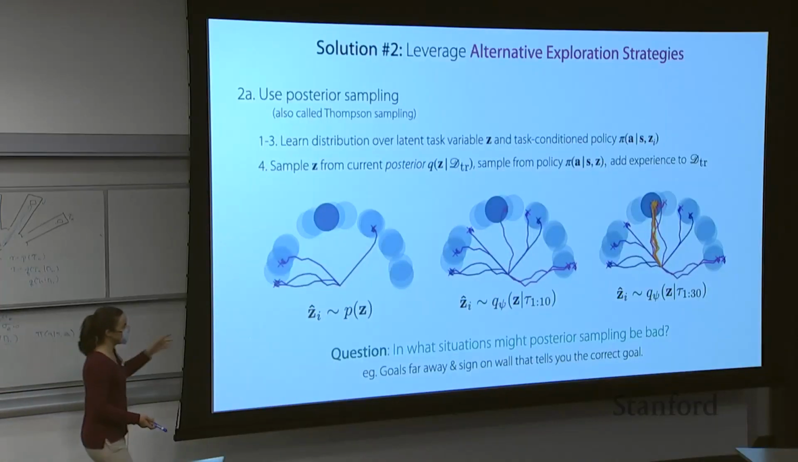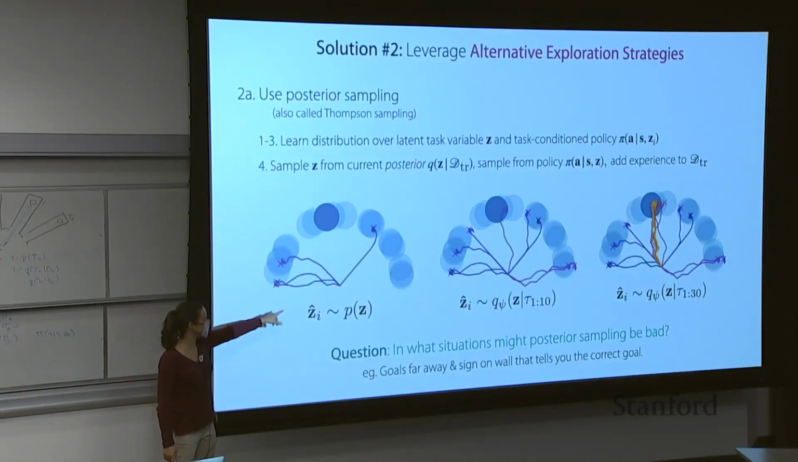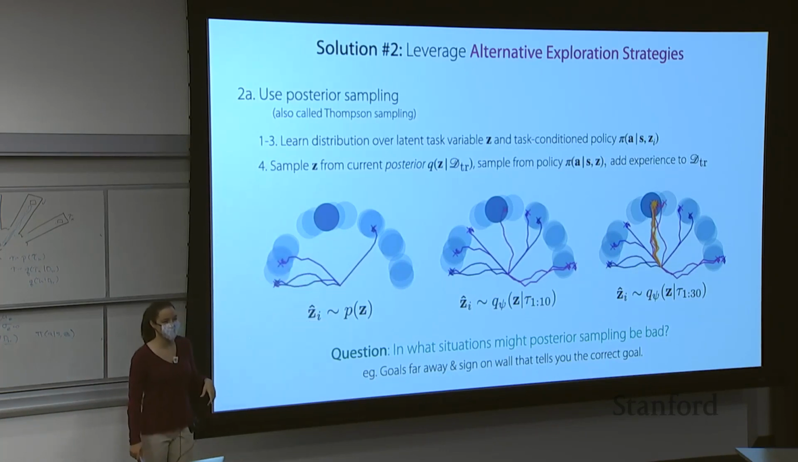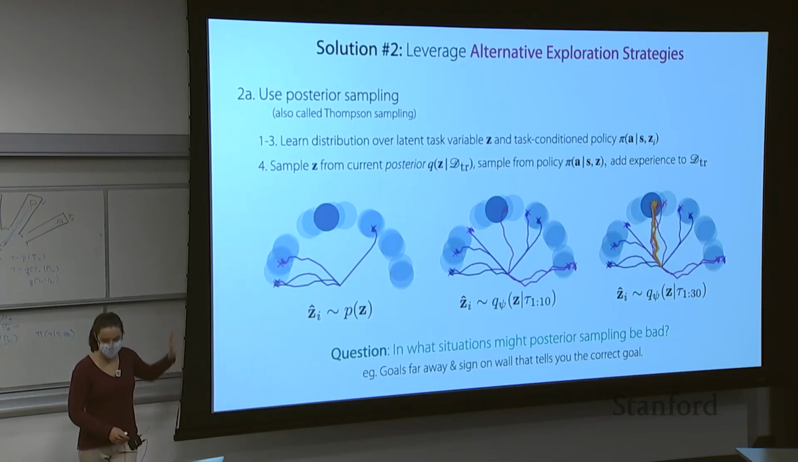Another example of something that would be better than this approach is, instead of going to each of those, if it first went here and then walked around the circle, then it could figure out what the task is in just a single episode rather than requiring a lot of episodes to explore. And that's even without a sign.